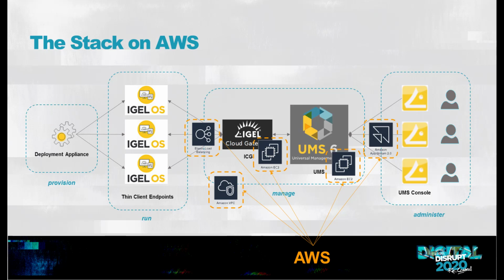But what does this stack look like when you put it on AWS? The ICG and UMS servers map to EC2 instances running in your VPC. The UMS console is a perfect fit for streaming with Amazon AppStream, and elastic load balancers make excellent front ends for your ICG instances. Outside of this, the deployment appliance and thin clients themselves can also run in EC2 under more conditioned circumstances.